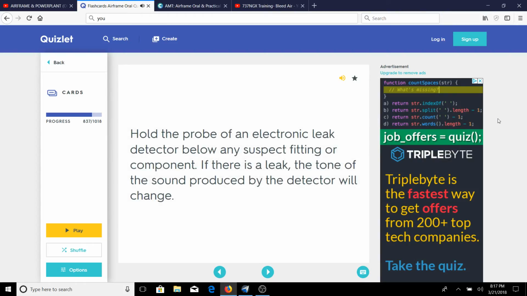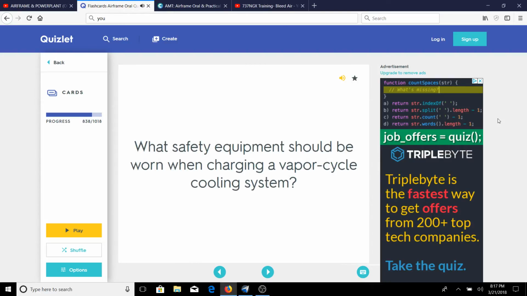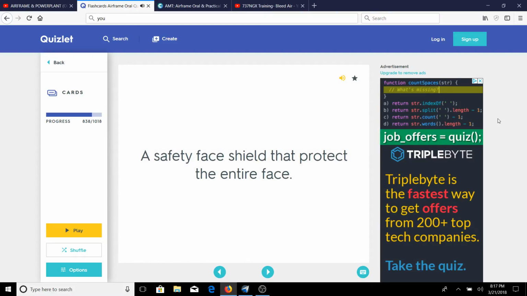How is a vapor cycle cooling system checked for refrigerant leaks? Hold the probe of an electronic leak detector below any suspect fitting or component. If there is a leak, the tone of the sound produced by the detector will change. What safety equipment should be worn when charging a vapor cycle cooling system? A safety face shield that protects the entire face.